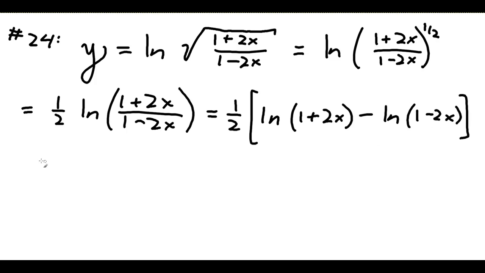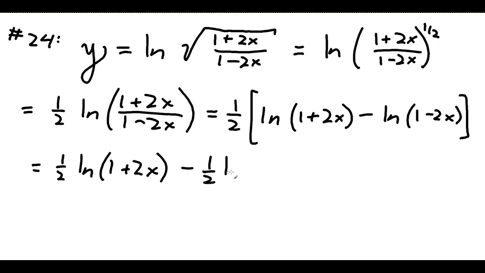And we could leave it like this, or if you want, you can distribute that 1/2 through. You have 1/2 times the natural log of 1 plus 2x minus 1/2 times the natural log of 1 minus 2x. And following this chain of equality back, you see this is just another way of writing what we started with. We haven't taken a derivative yet. This is just algebraic manipulation using the properties of logarithms.